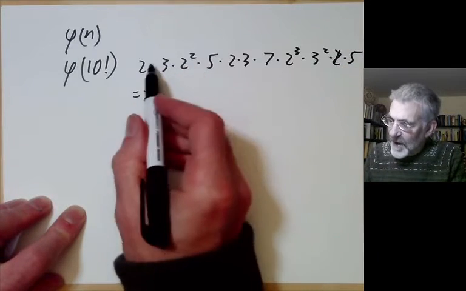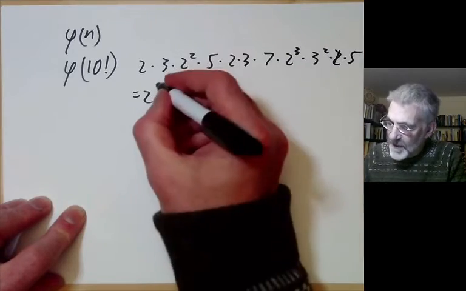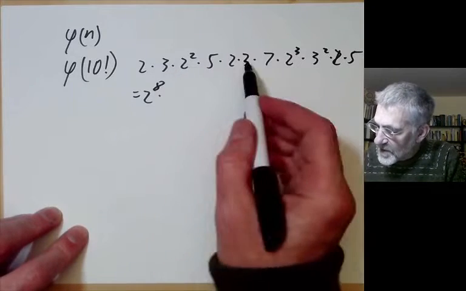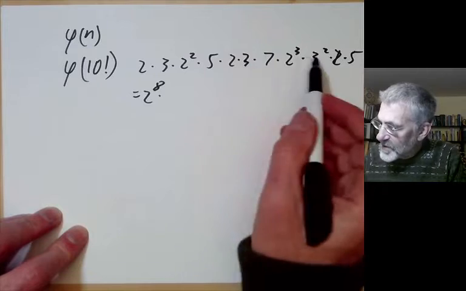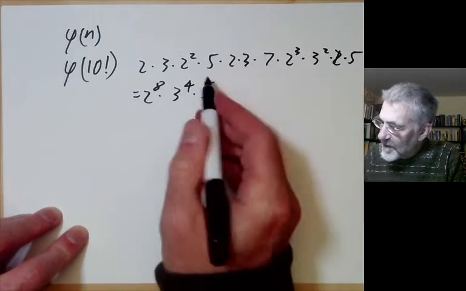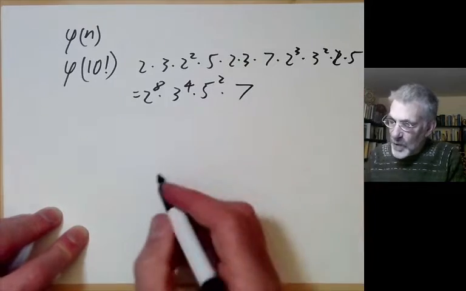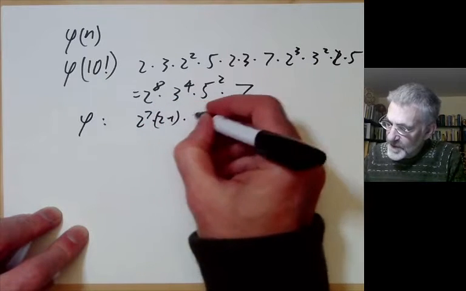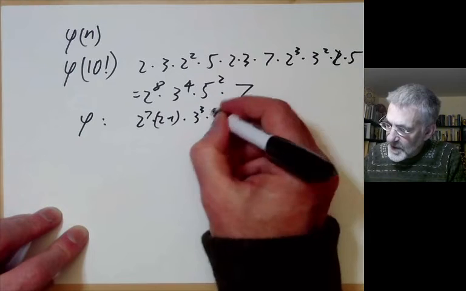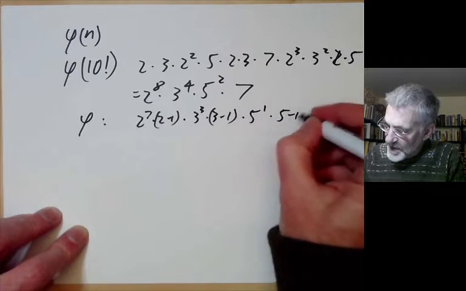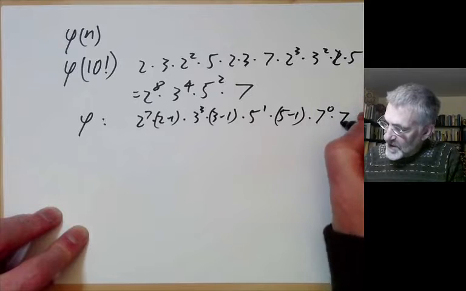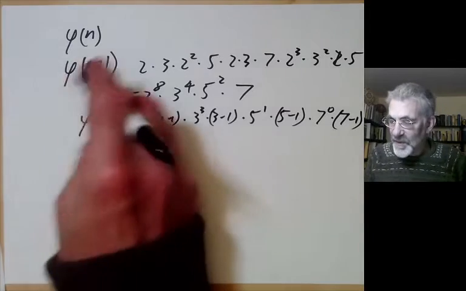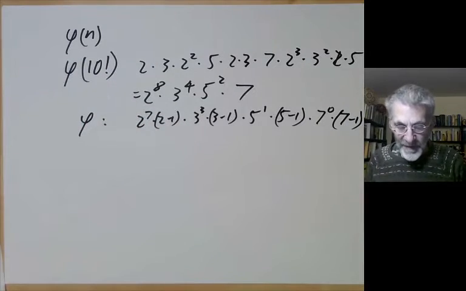This is equal to 2 to the power of 1, 2, 3, 4, 5, 6, 7, 8. If I get this wrong, it's of course a deliberate error to see if anyone's paying attention. Then we get 3 to the power of 1, 2, 3, 4. Then we get 5 to the power of 2, and 7 to the power of 1. So phi of this would be 2 to the 7 times 2 minus 1, 3 cubed times 3 minus 1, times 5 to the 1 times 5 minus 1, times 7 to the 0 times 7 minus 1. I'm not going to bother to work this out because it's not terribly exciting. So working out phi is very easy if you know the prime factorization.